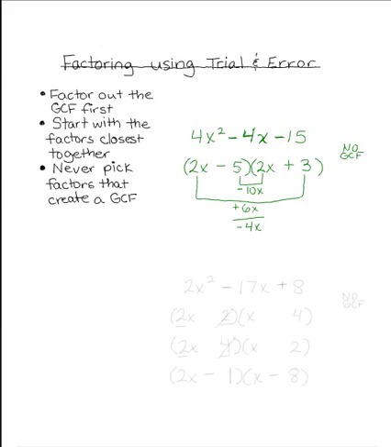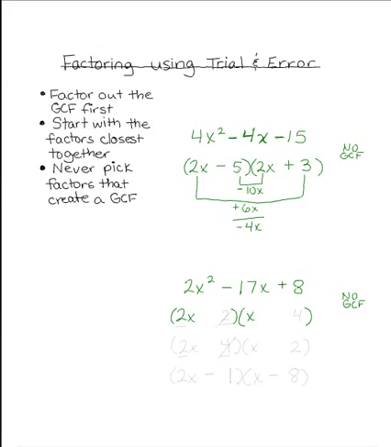Okay, now let's do another example. 2x squared minus 17x plus 8. Again, we'll start by checking for a GCF, and there is no GCF. So I will set up my parentheses. The factors closest together for 2x squared are easily 2x and x.